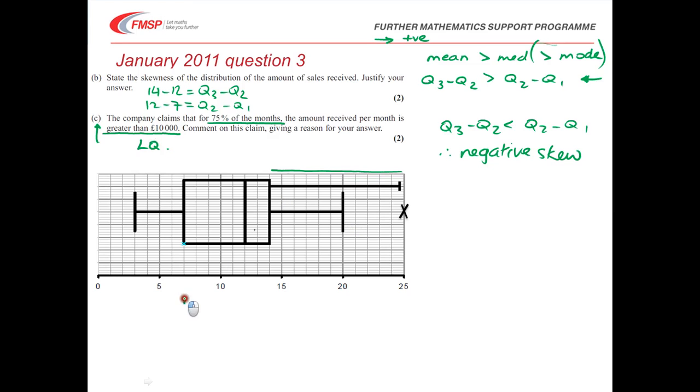Now, if we look at our graph, we can clearly see that the lower quartile is equal to 7,000. So what that implies is that there is less than 75% above 10,000. And we can see that because 10,000 is here. So what's the claim? So the claim is incorrect.